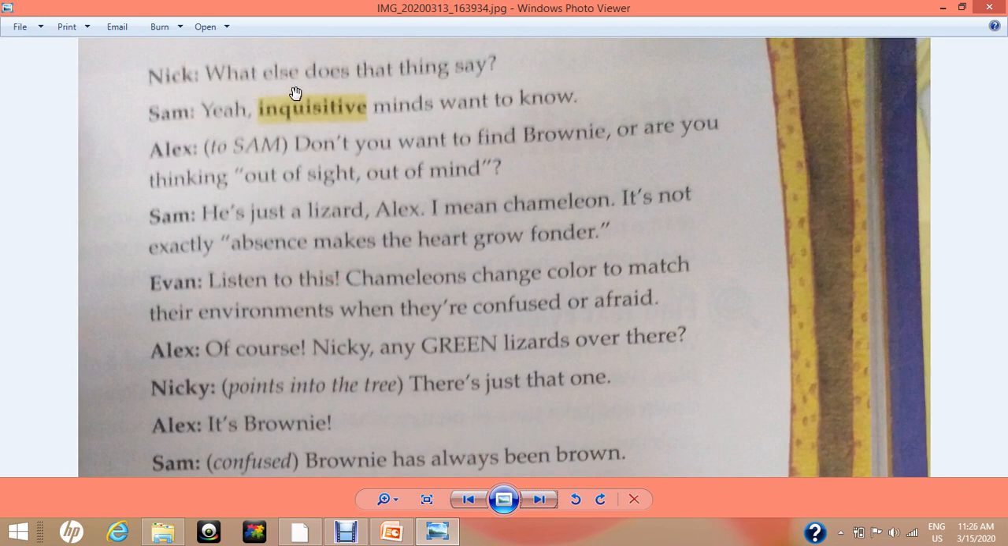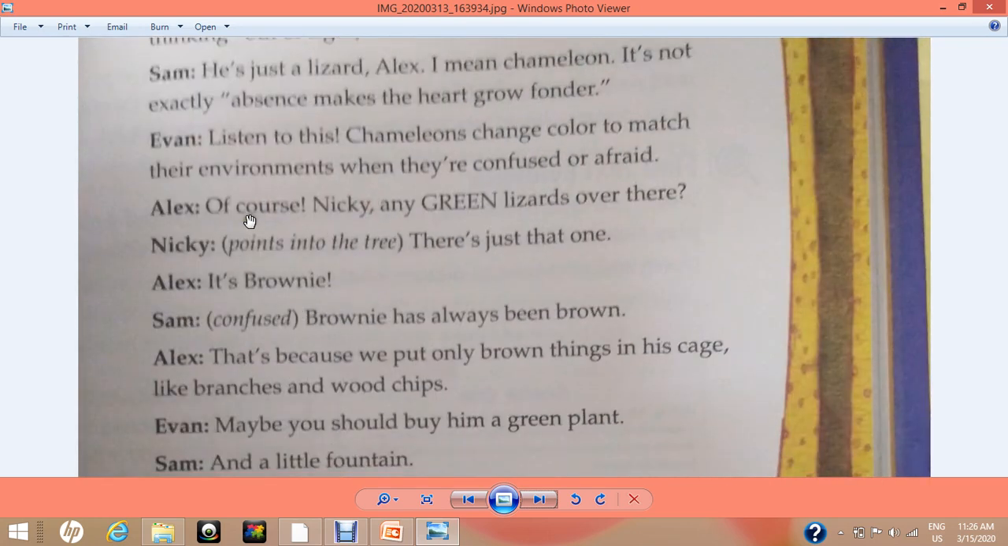Nick, what else does that thing say? Sam, yeah, inquisitive minds want to know. Alex, to Sam, don't you want to find Brownie? Or are you thinking out of sight, out of mind? Sam, he's just a lizard, Alex. I mean chameleon. It's not exactly absence makes the heart grow fonder. Evan, listen to this. Chameleons change color to match their environments when they are confused or afraid. Alex, of course.